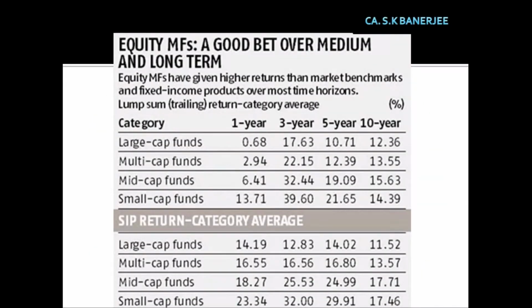So in this table you can see the returns of the equity mutual funds. You can see the large cap, multi cap, mid cap and small cap mutual funds. Small cap mutual funds give the highest return but they have the highest amount of risk. Mid caps, less risky, less return. Multi cap, less risky than small and mid caps. Returns are also less.